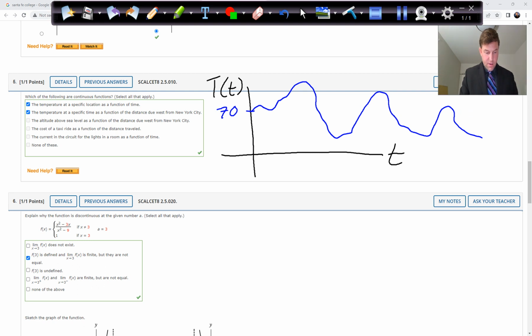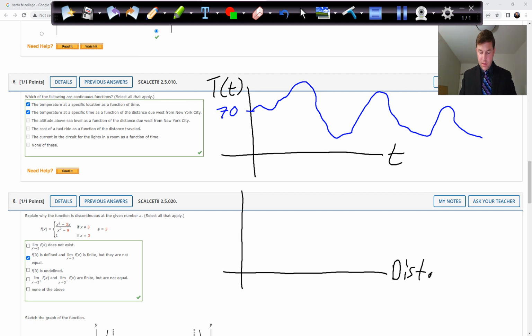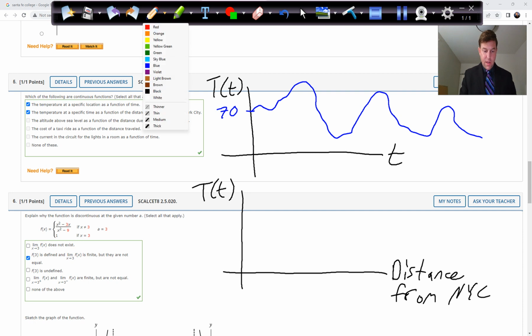Okay, how about the second one? The temperature at a specific time as a function of the distance due west from New York City. This one's kind of a weird unit and it makes you think. So the x-axis is distance from NYC, and the y-axis is still temperature. So this is kind of weird to think about.